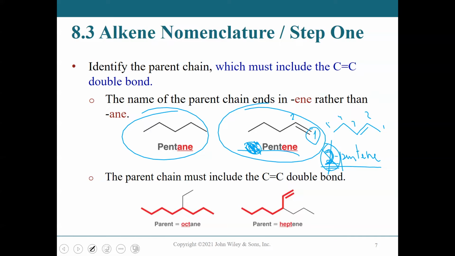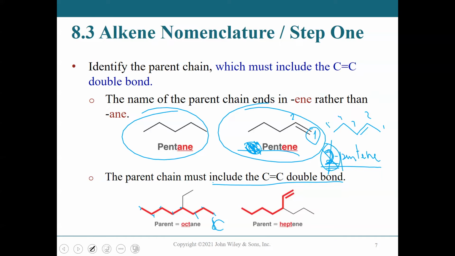So here is the parent chain, right? What happens if I have branches? Well, if you have branches, then you have to choose the longest continuous chain that includes the double bond. You have to make sure that your double bond is in the longest continuous chain. What if my longest chain doesn't have a double bond? No, you have to choose the longest continuous chain that includes the double bond. For example, here is 1, 2, 3, 4, 5, 6, 7, 8, right? 8 carbons here. That's my longest continuous chain.